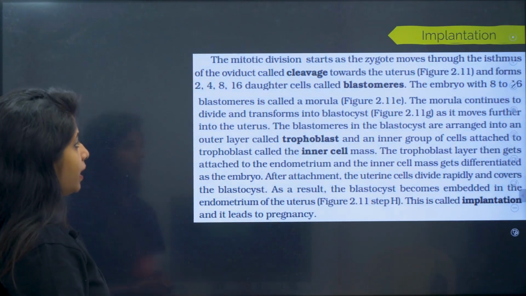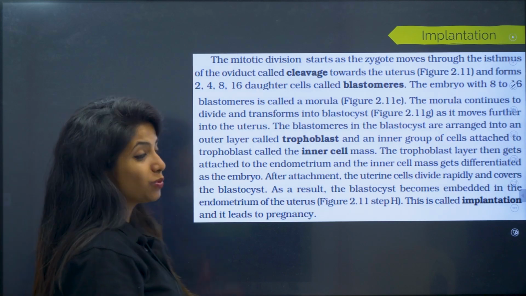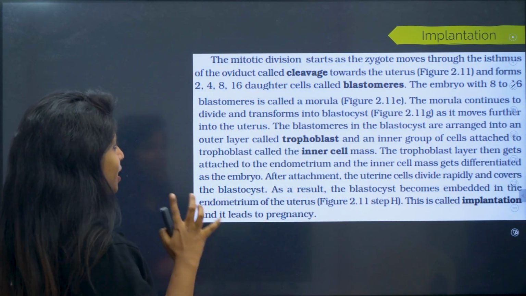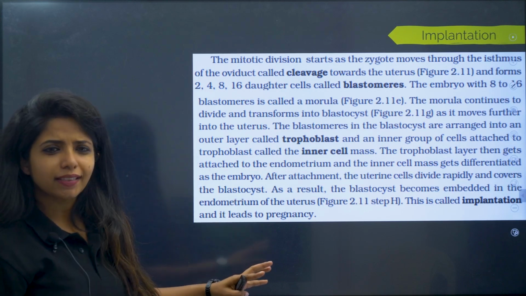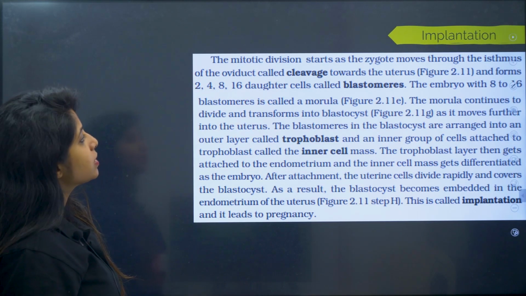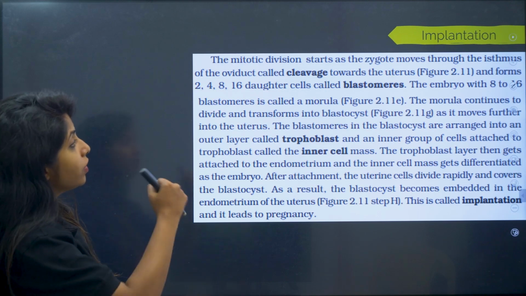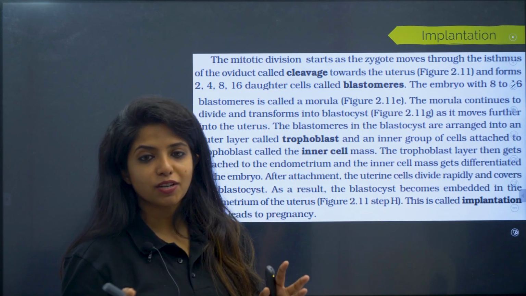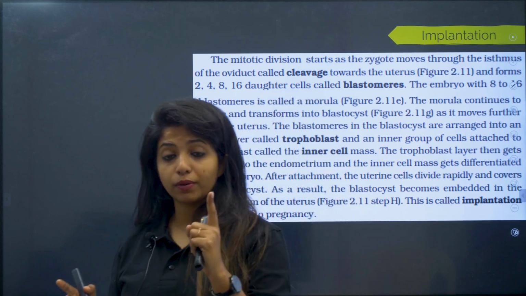Okay. Going ahead, what do we have? We have implantation, which is the last topic for today. I hope after this we can all rest for some time. So let's read it first, children, and then we'll go ahead. The mitotic division starts as the zygote moves towards the isthmus of the oviduct, called cleavage, towards the uterus. That is, it is saying the zygote has now been formed. It is a single cell. Always remember, it is what?